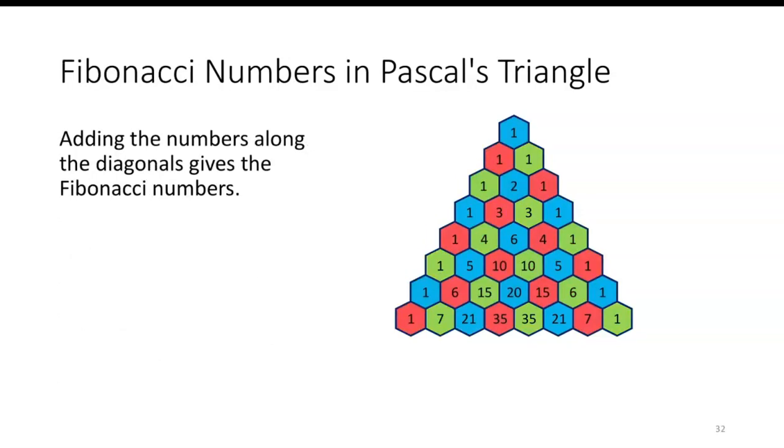Adding the numbers along a different set of diagonals gives the Fibonacci numbers. So if I take that very top 1 there, that's 1. And then just below that is a 1. And then the two below that give me 2, 1 plus 1 is 2. And then you have 1 plus 2 is 3. 1 plus 3 plus 1 is 5. 1 plus 4 plus 3 is 8. Then 1 plus 5 plus 6 plus 1 is 13, and then you get the 21 there. See, those are Fibonacci numbers.